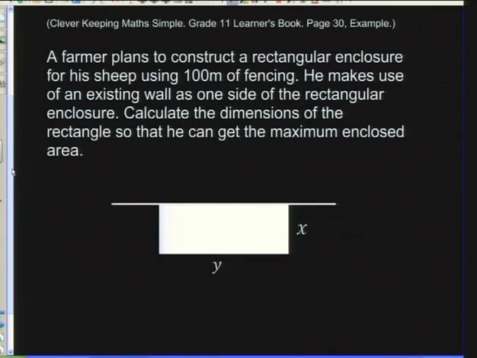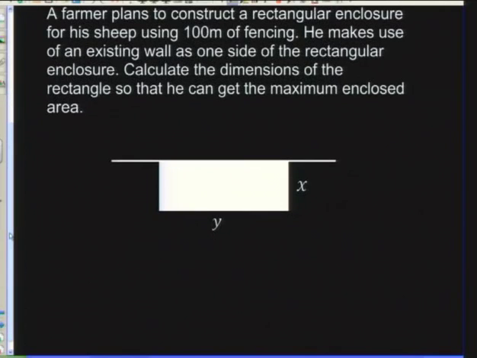They've said that a farmer plans to construct a rectangular enclosure for his sheep using 100 meters of fencing. He makes use of an existing wall as one side of the rectangular enclosure. So we have to calculate the dimensions of the rectangle so that he can get a maximum enclosed area. Because this is already an existing wall, the perimeter of my fencing is only this part here. And they've said that we've got 100 meters available of fencing.